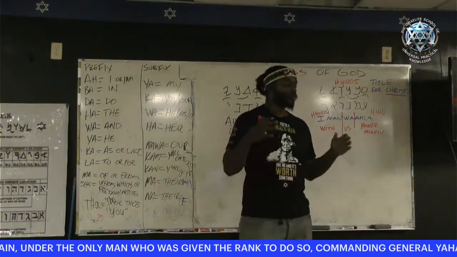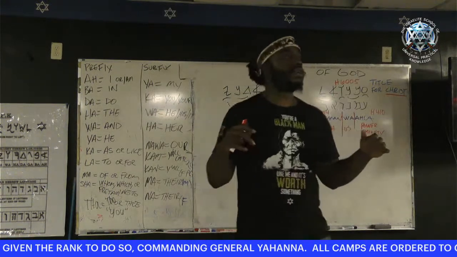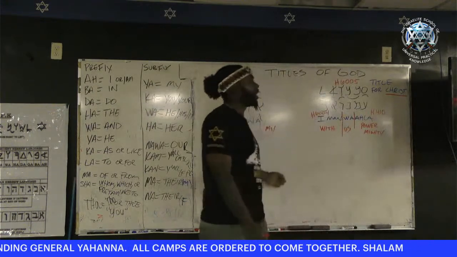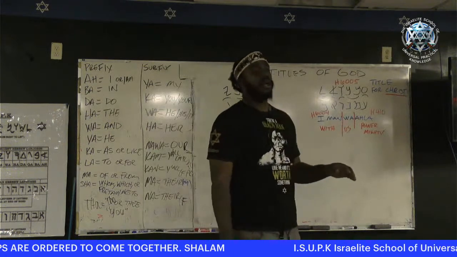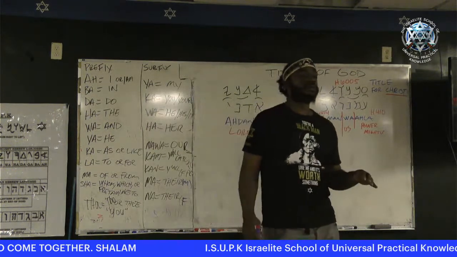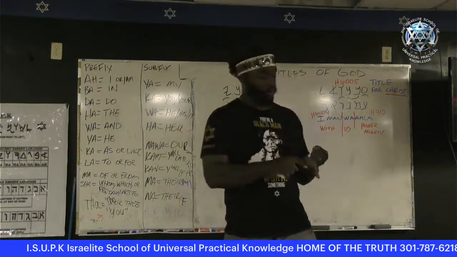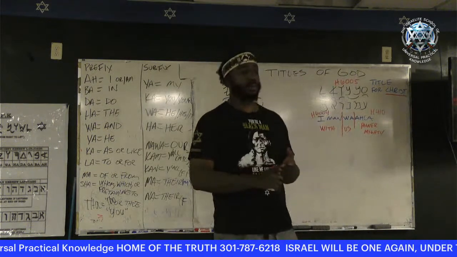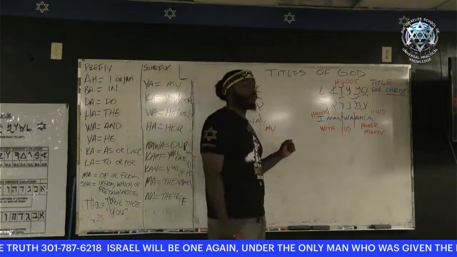So all of the scrolls that had the Torah, the Tanakh, the apocryphal texts, and the New Testament were written in Hebrew, Greek, Aramaic, and Latin. But the two major ones are Hebrew and Greek.